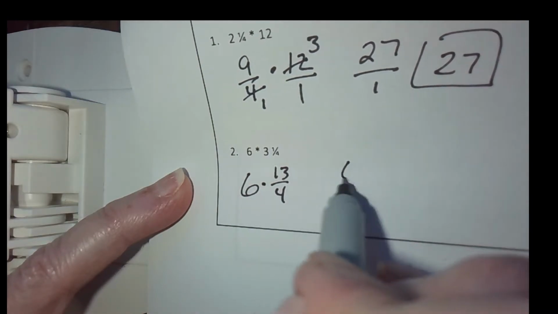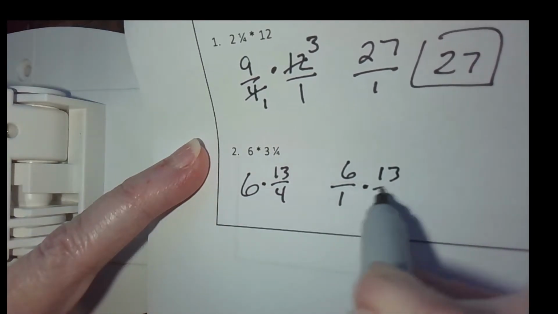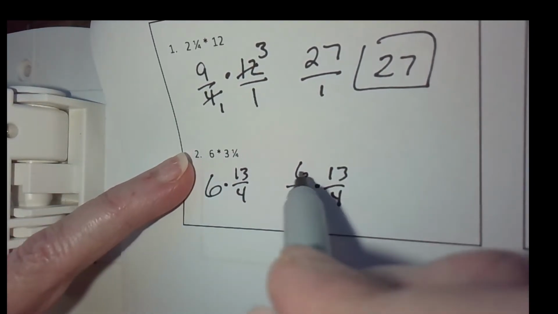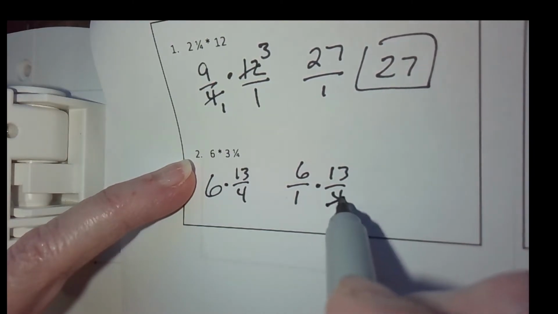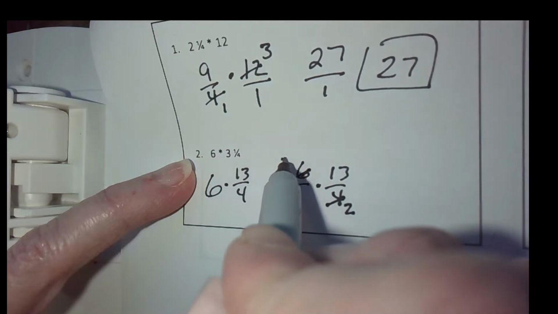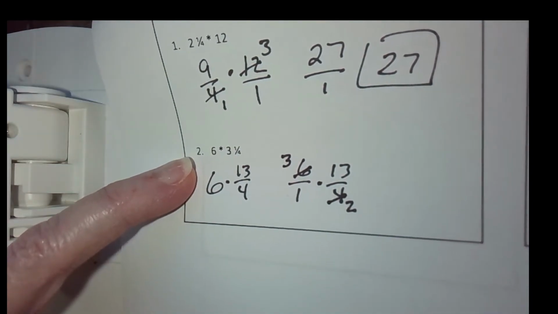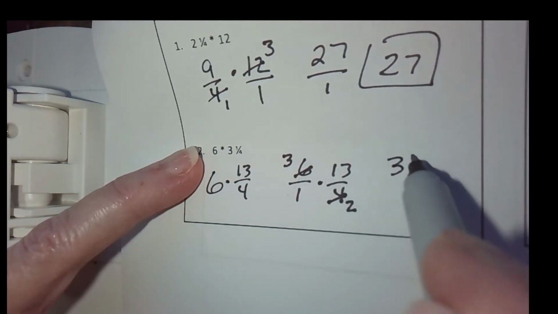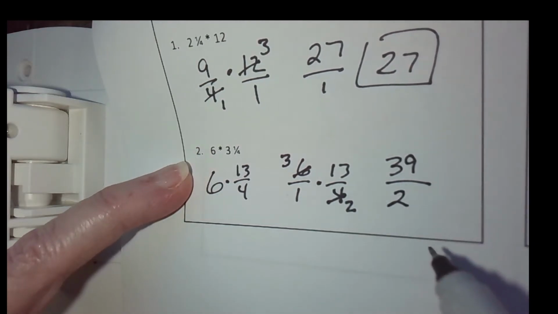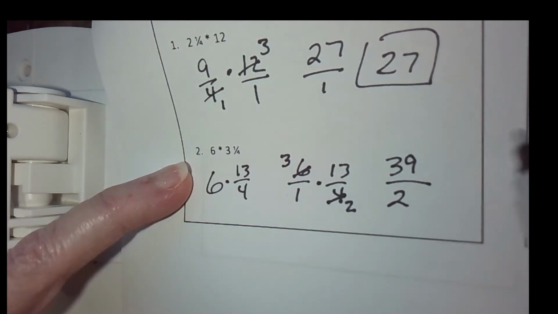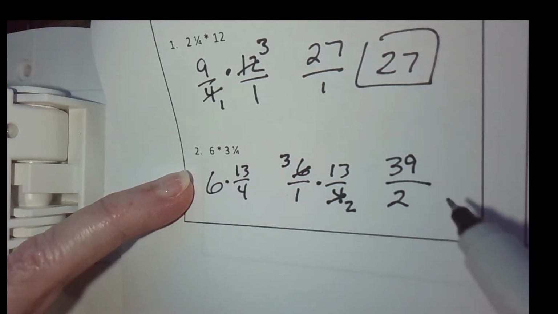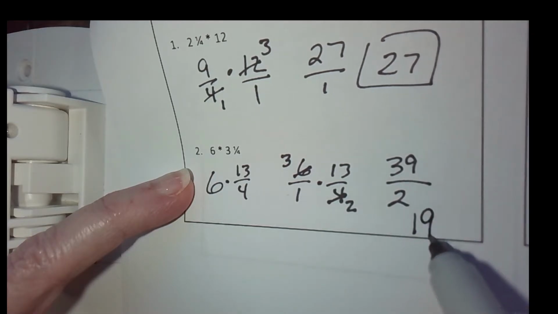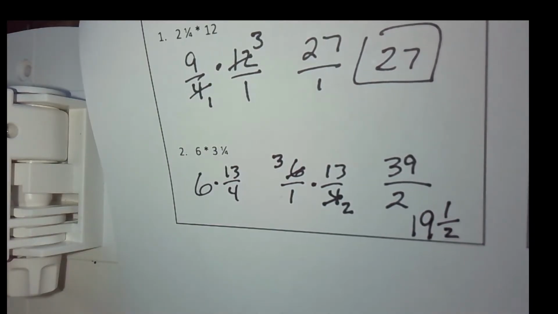Okay, if it helps, write the 6 over 1 so it looks like a fraction. Doesn't change the value of it. Now, 4 doesn't go into 6 exactly, but you could reduce them. 2 goes into 4 2 times, and 2 goes into 6 3 times. So you could reduce them a little bit. And then go top times top. 3 times 13 is 39. 1 times 2 is 2. So it's 39 over 2, which, you know, 2 goes into 39, 19 times? With 1 left over, 19 and a half. You could write it as a mixed number.